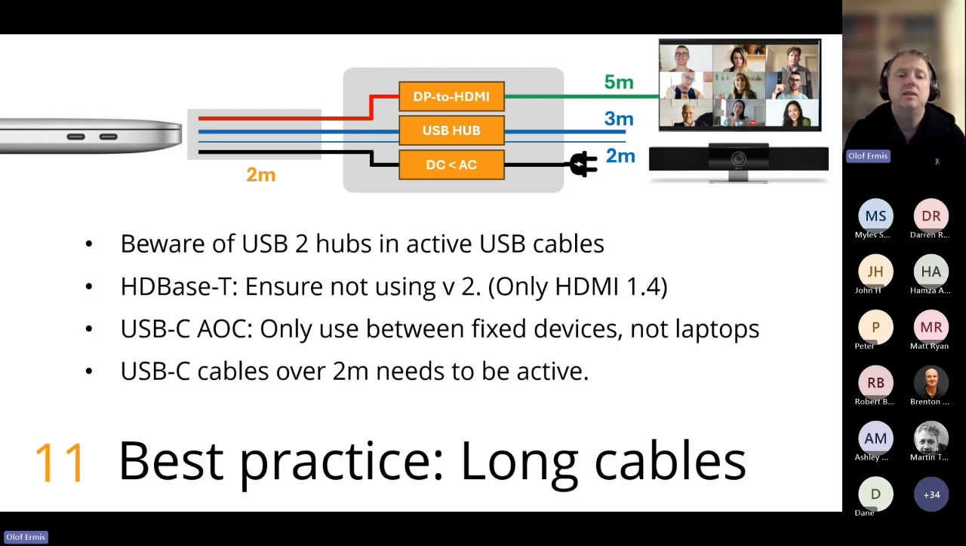On the right side of things, if you use HDBaseT to extend, ensure that it's HDBaseT 3, because HDBaseT version 2 only does HDMI 1.4, so not enough in this case. And again, if you use passive cables, I mean 6, max 7 meters to have a robust HDMI 2.0 signal over copper cable.